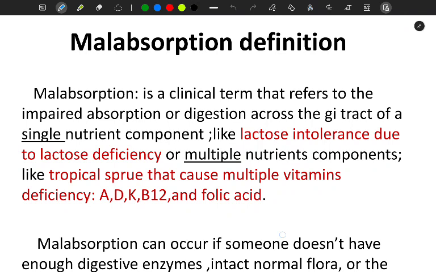Intestinal motility, if movement in the small or large intestine is faster than expected, decreases the normal transit time. This will lead to malabsorption. Next, please.